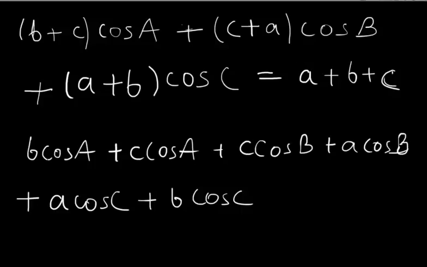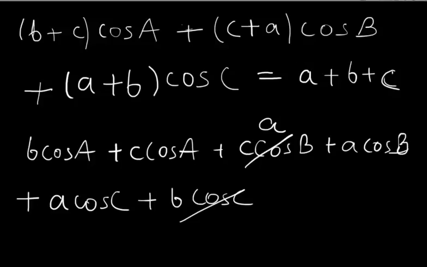Now you'll notice that if you recall the projection formula from the toolkit, and consider all the sides one by one, a is equal to b cos C plus c cos B. So instead of these two terms, we can just write a. We can do that because in fact a is equal to these two terms.